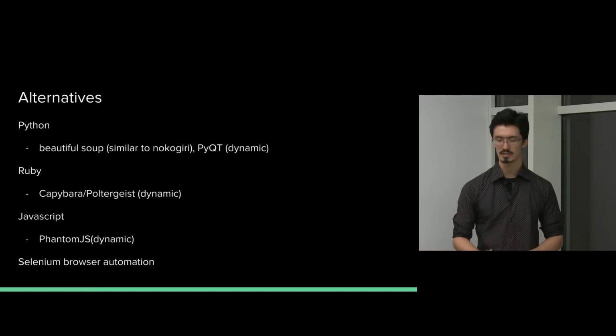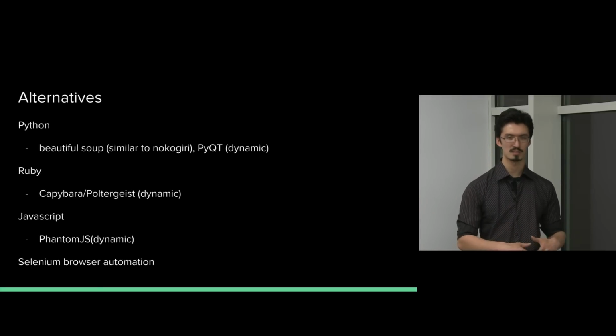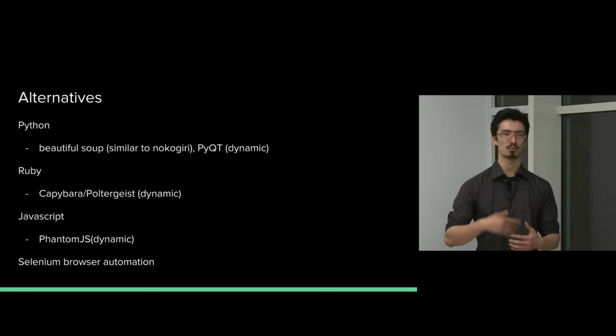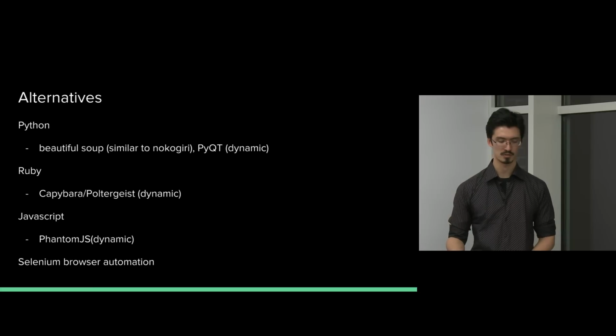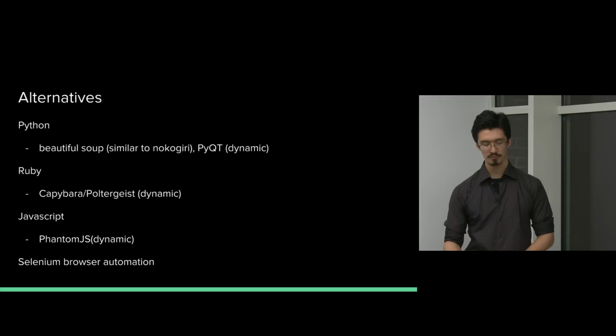There's PyQt. This can actually scrape dynamic sites because it is a WebKit that pretends to be a browser without there actually being a browser. So it would wait for all of the JavaScript to load first and then go in and try and scrape the site. If you want to stick with Ruby, you can go one level up from Nokogiri.